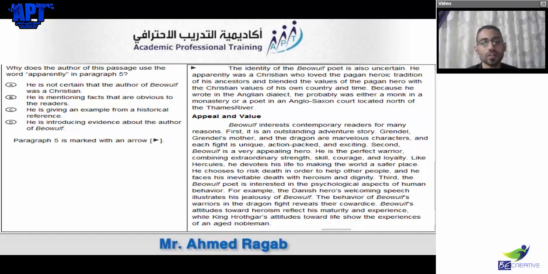Why does the author of this passage use the word apparently in the paragraph? Apparently, coming from appear. So it's not certain that the author of Beowulf was Christian. Maybe, because apparently means it's not certain. Let's go here. He's mentioning facts that are obvious to the readers. He's giving an example from historical references. He's introducing evidence about the author of Beowulf.